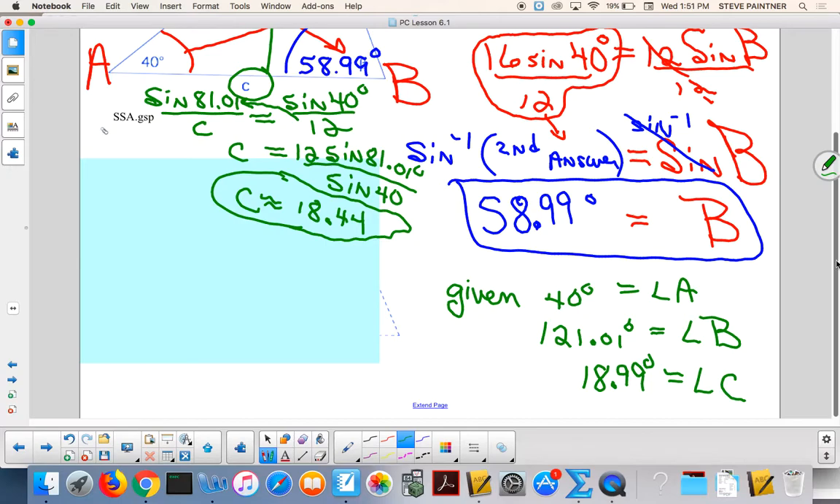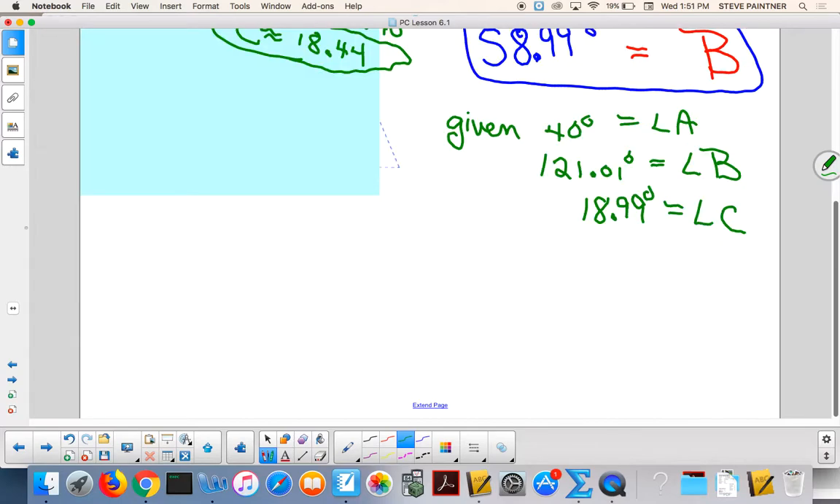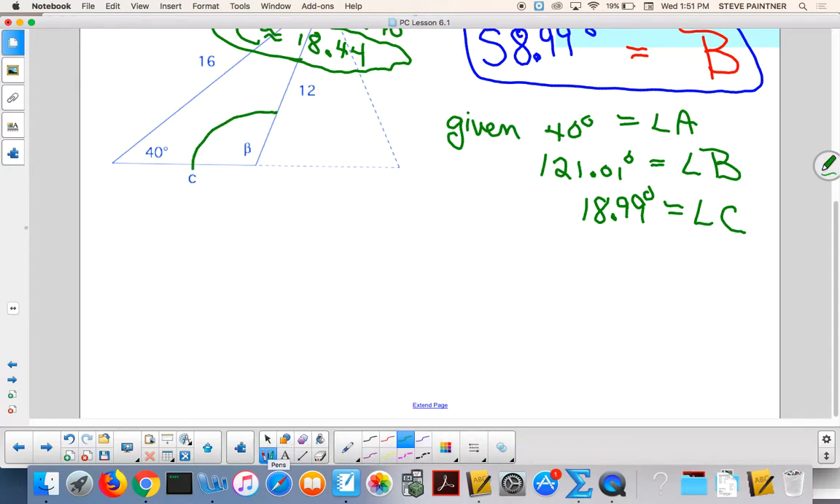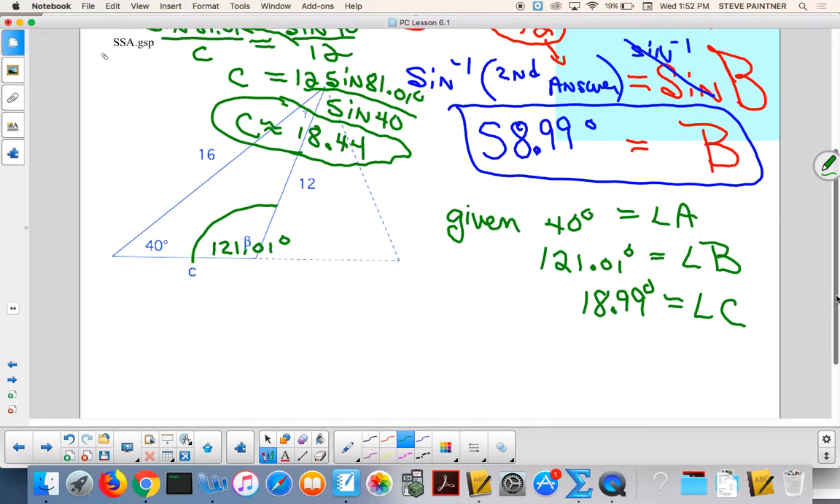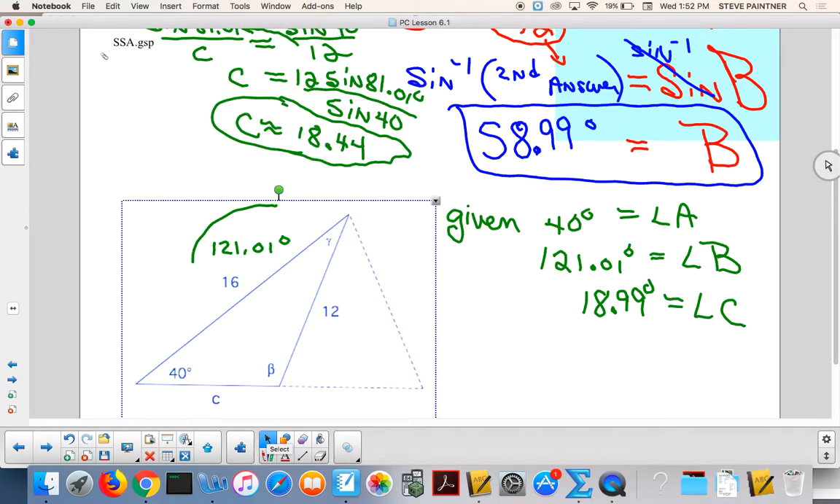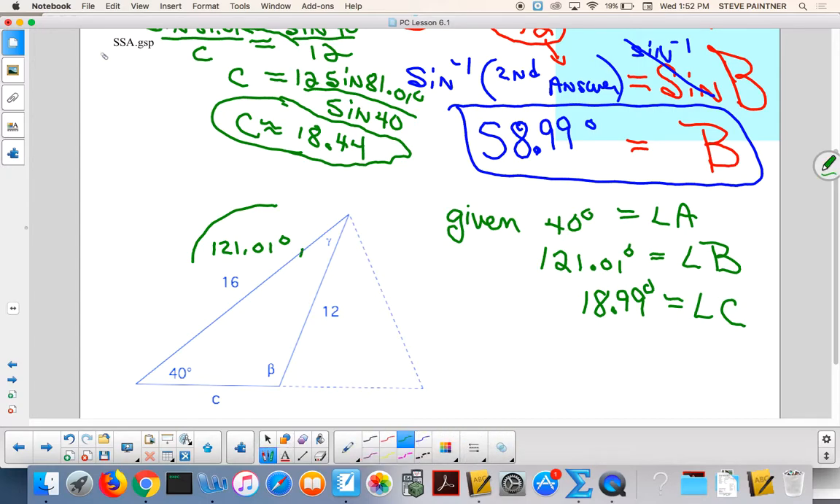And where is that second triangle? You can see it, I can't. Okay, so there it is, it's right there. So there's the other one. It's 121.01. And this angle up there is what? Angle C is what? 18.99. See if I can bring it down a little bit. Good. 18.99. This is 121.01.